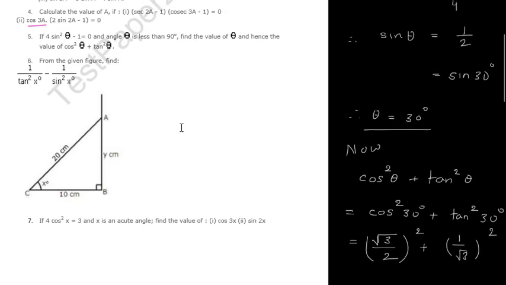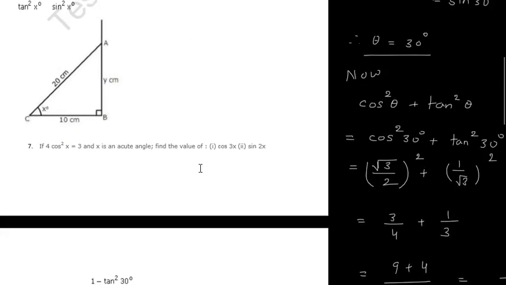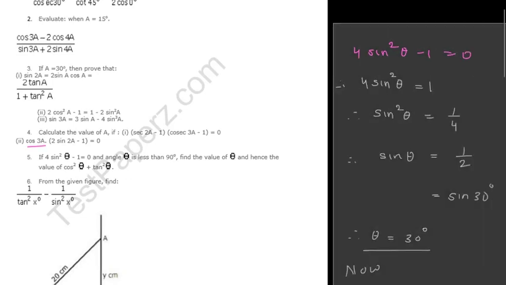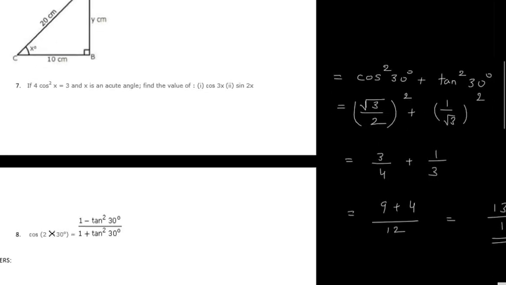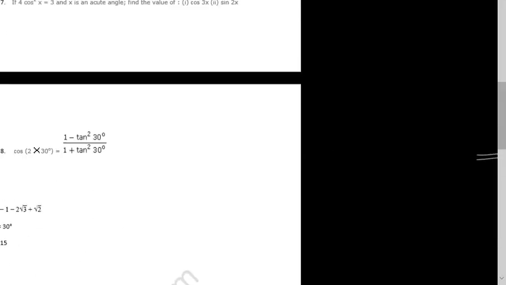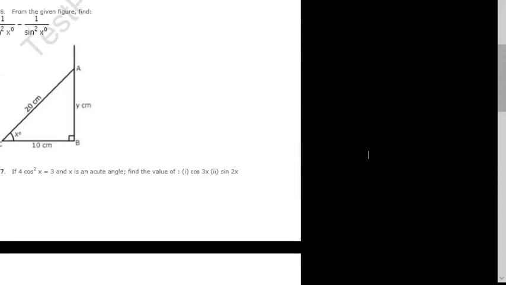Now the sixth problem: from the given figure find the value of 1 upon tan square x degree minus 1 upon sin square x degree. Okay, so first using Pythagoras theorem, it is better that we find the value of the side y, the opposite side.